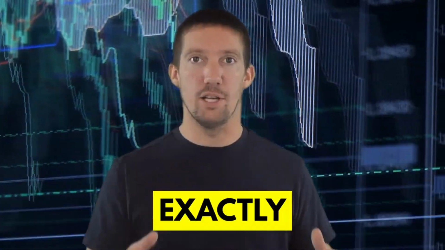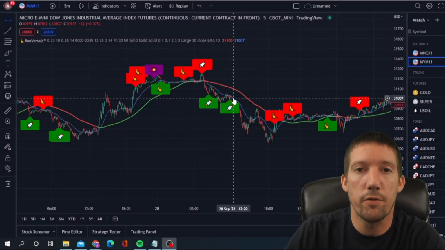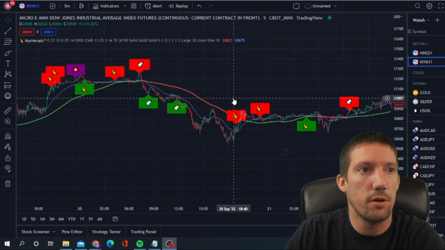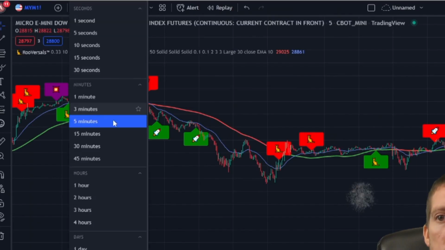I'm going to show you exactly how this 5-minute scalping strategy works. We're in the charts and we are going to look over this 5-minute scalping strategy. So obviously you want to go to the 5-minute here. Obviously you have the different options here. We're going to go to the 5-minute.